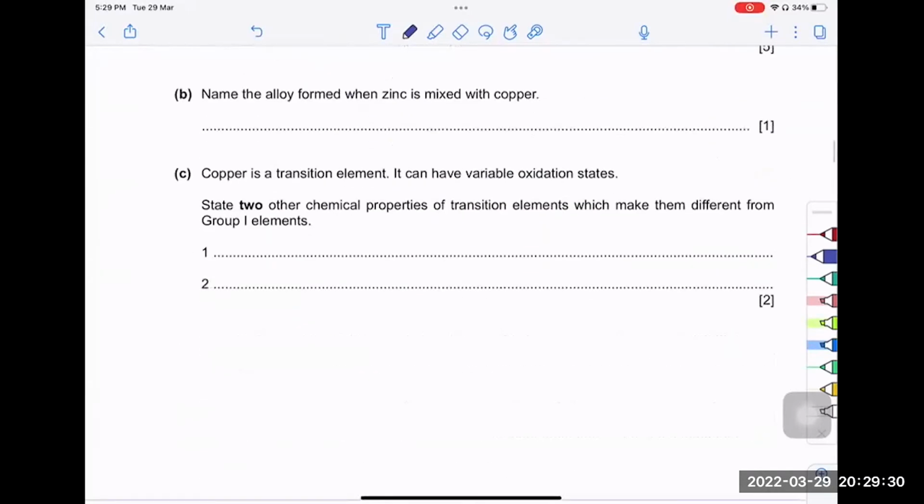Name the alloy formed when zinc is mixed with copper. Come on, people, what is that alloy? Brass. Brass, yes. Okay, copper is a transition metal. It can have variable oxidation state, two other chemical properties that make them different from group one. बहुत आसान सवाल है, multiple times आया है. So one is they have variable oxidation state. What is the second and third?